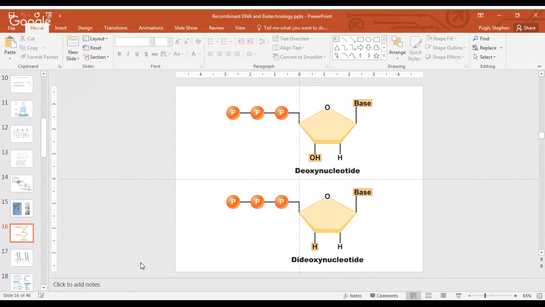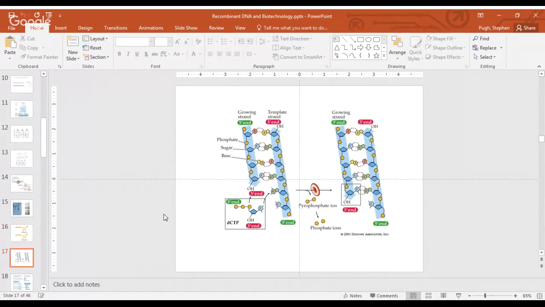And that dideoxynucleotide will enter into the DNA replication process, but because it's lacking an OH functional group on the number 3 carbon, new nucleotides can't be attached to it. So the DNA replication process essentially stops whenever a dideoxynucleotide is inserted as a complementary base pair when DNA is being replicated. So how do you use this to sequence DNA?